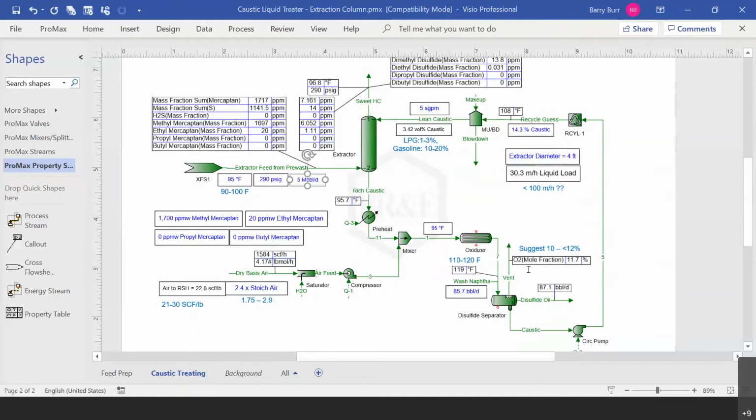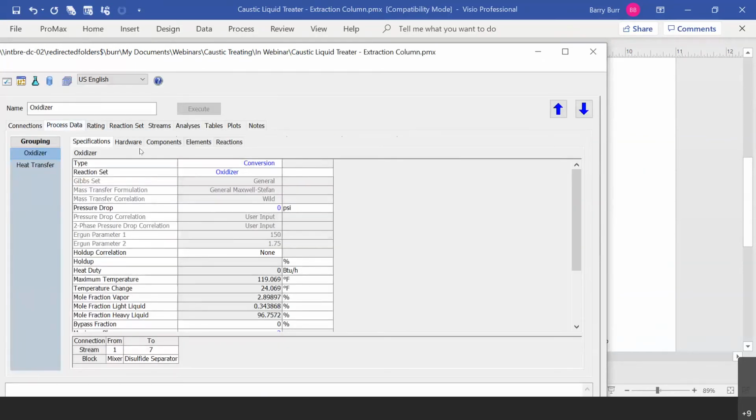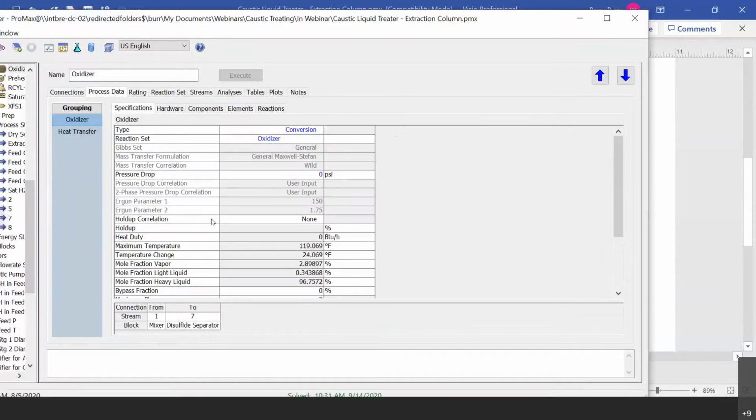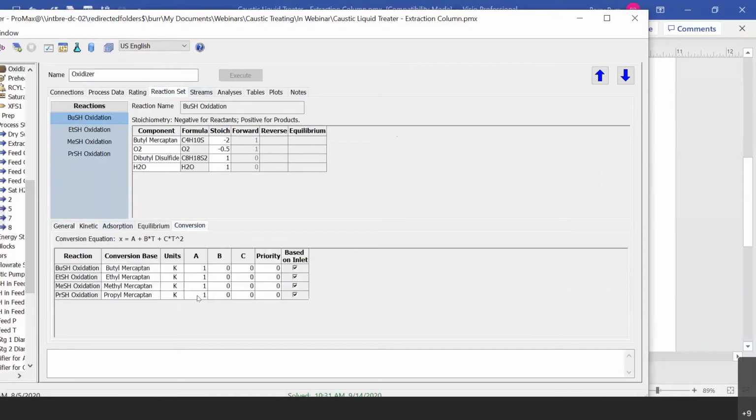Yes, I have a good question about the oxidizer stage. Don't you use a catalyst also? Yes, there is a catalyst. And I mentioned earlier that this oxidizer is configured to be a conversion reactor. And that is a good assumption to make, that we have a conversion reaction. So we're saying that we have these reactions where two butyl mercaptans and water, oxygen react to form this disulfide and water. So these are the reactions that we're using, and we're assuming that they all go to completion.